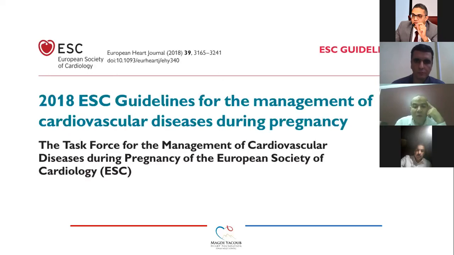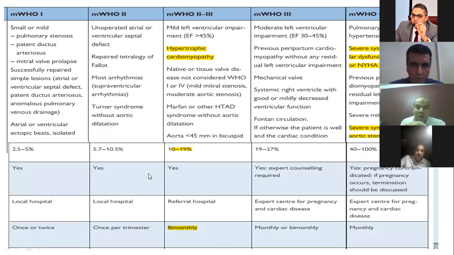The data are from the 2018 guidelines for the management of cardiovascular disease during pregnancy. In this very nice table, we can demonstrate that our patient, having hypertrophic cardiomyopathy without significant obstruction, is modified WHO functional class 2 to 3. And the risk of cardiac events is 10 to 18%. And she should follow up in the clinic bi-monthly.